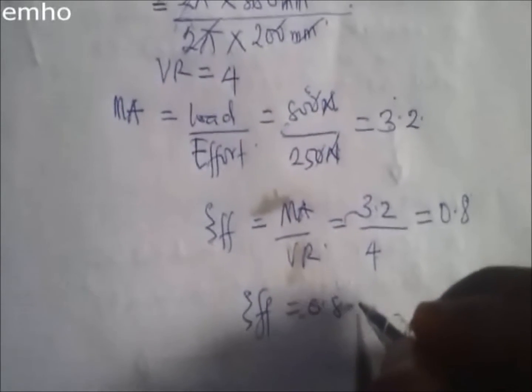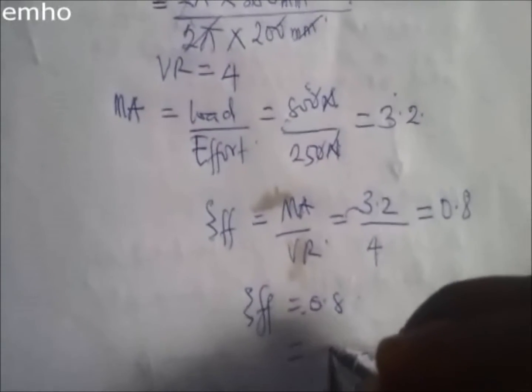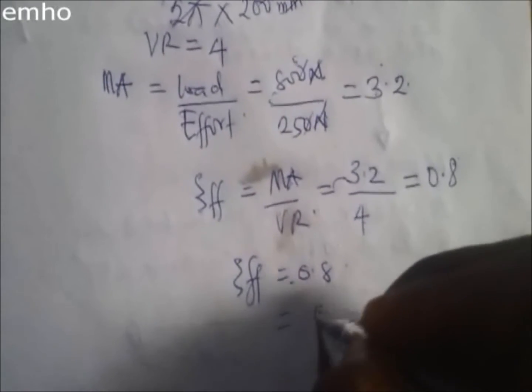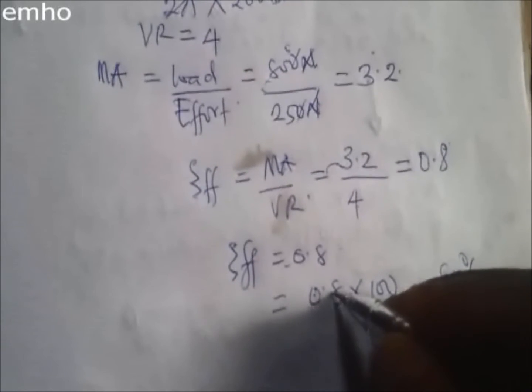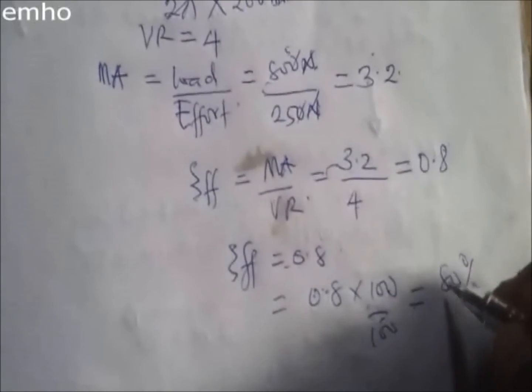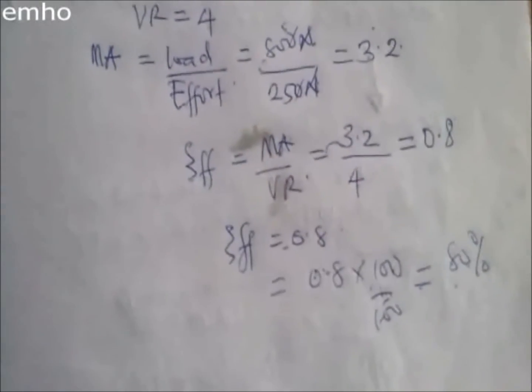We can convert that to a percentage. That is 0.8 times 100 over 100, which is a percentage, and this is going to give us 80%. 0.8 times 100 will give us 80, then divide by 100, that is the percentage. So our efficiency is equal to 80%.